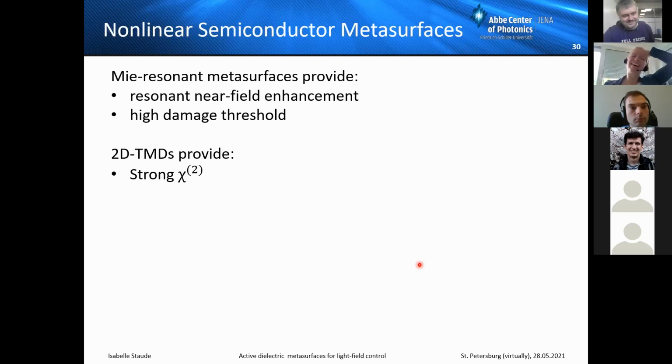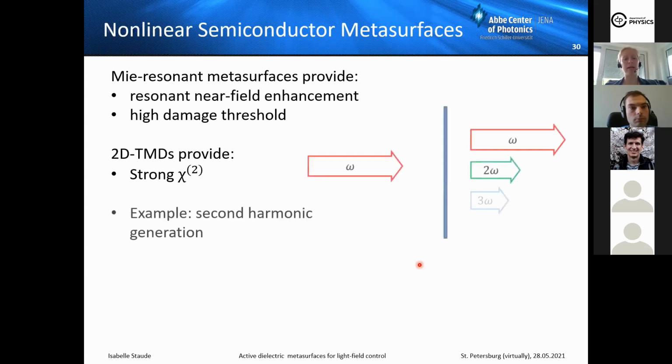For the nonlinear metasurfaces, it's also a good field of application because of this resonant near-field enhancement, and these dielectric structures have relatively high damage thresholds compared to plasmonics. So we can pump them at significant levels and also describe them theoretically quite well. And now adding the 2D TMDs, we have this strong Chi2 nonlinearity that enters the system.